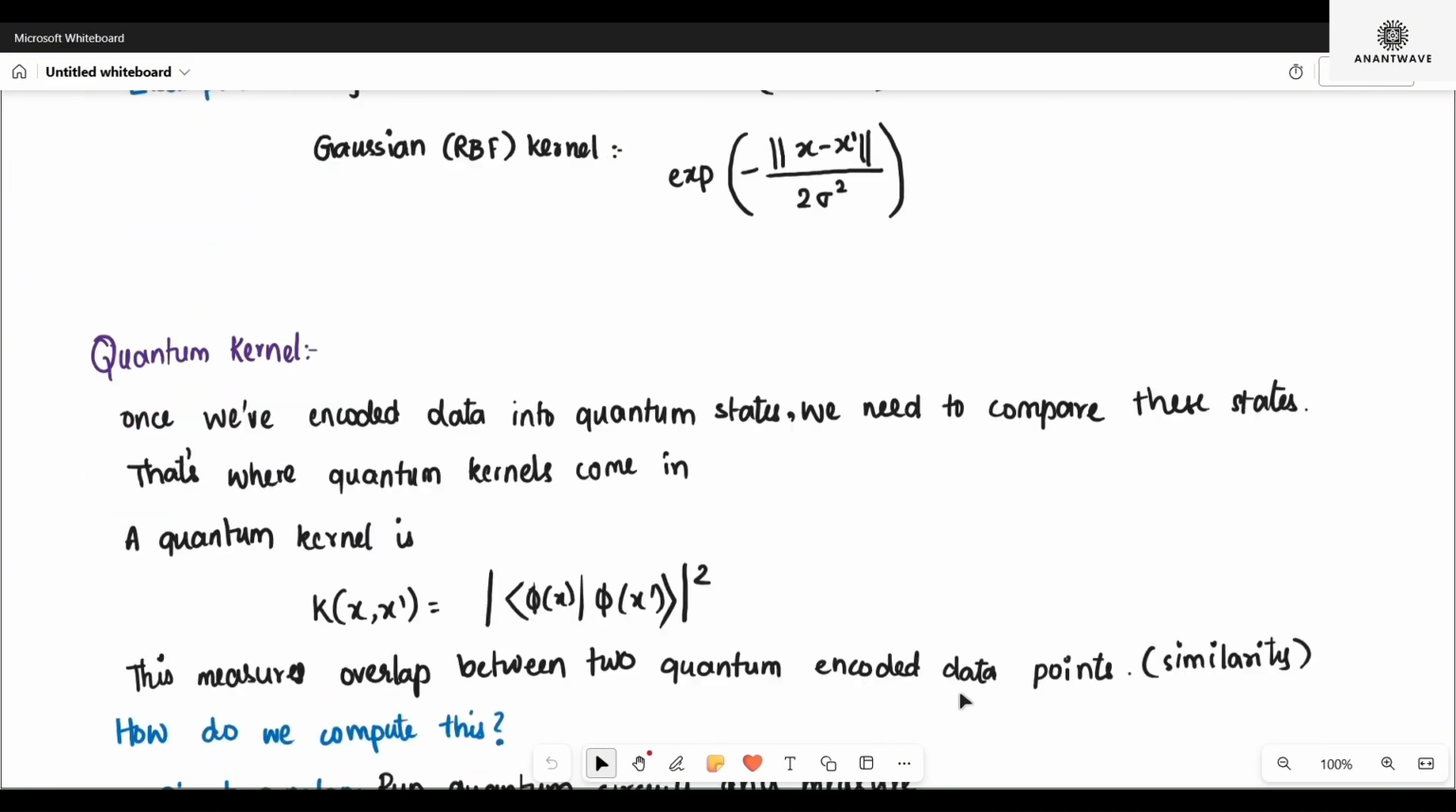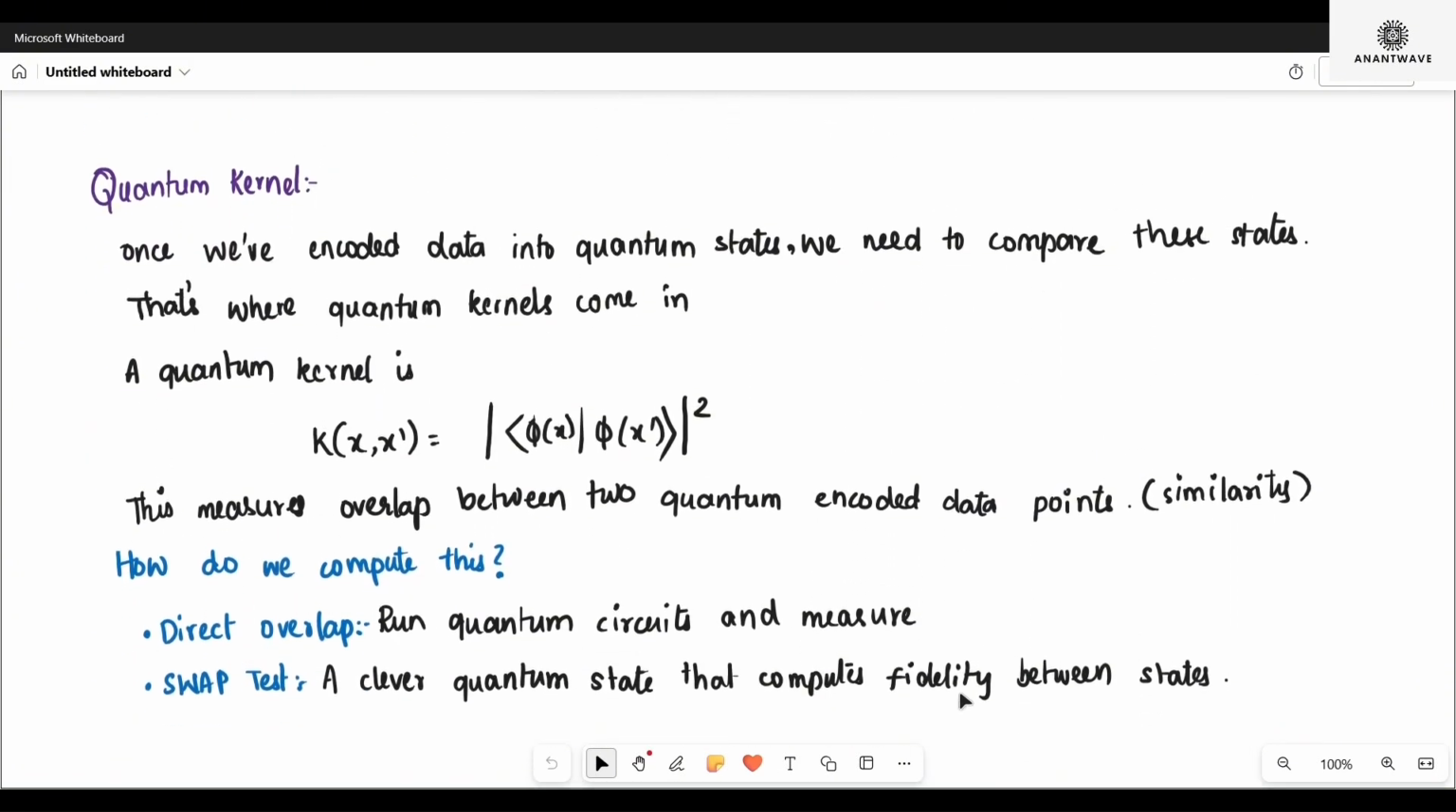Now, let's discuss the quantum kernel. Once we have encoded data into quantum states, we need to compare these states. That's where quantum kernels come in. A quantum kernel k of x comma x prime is the squared magnitude of the inner product of phi of x and phi of x prime. This measures the overlap between two quantum encoded data points. Here, overlap is nothing but similarity. How do we compute this? We have two methods: direct overlap and swap test. Direct overlap is to run quantum circuits and measure. Swap test is a clever quantum circuit that computes fidelity between states.